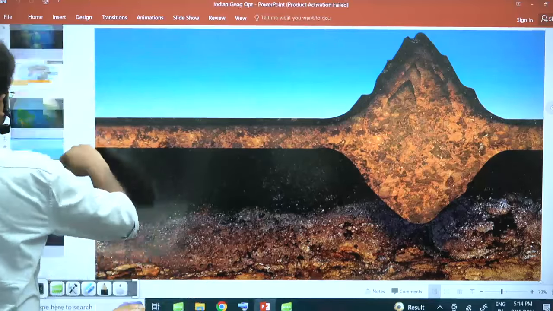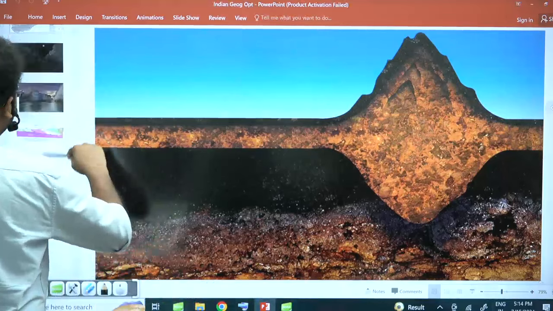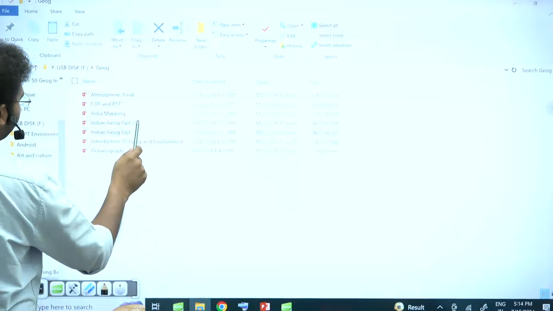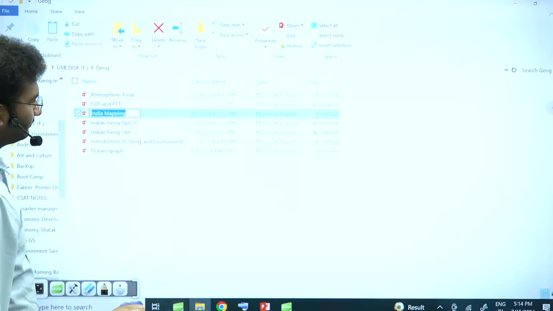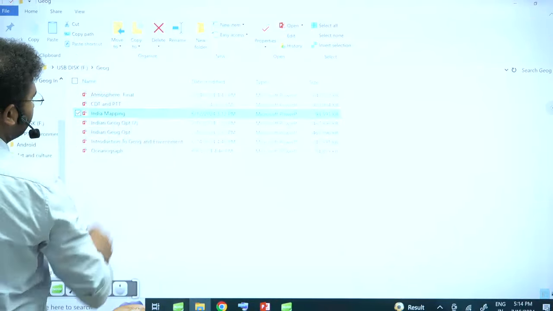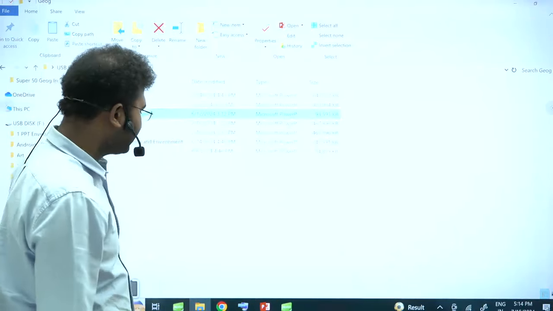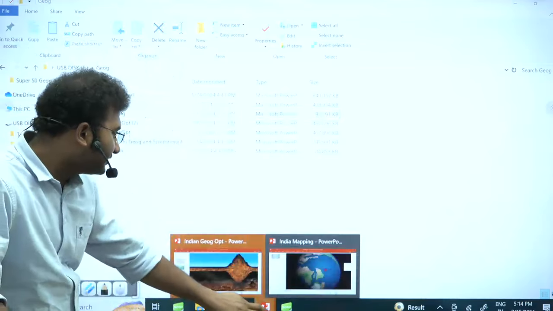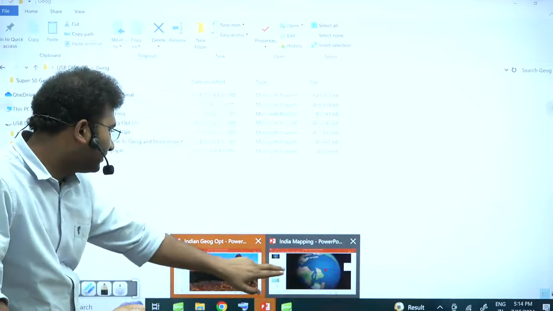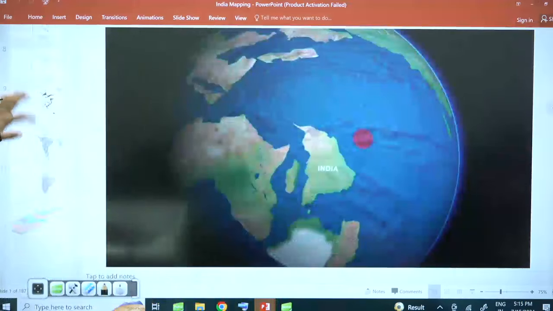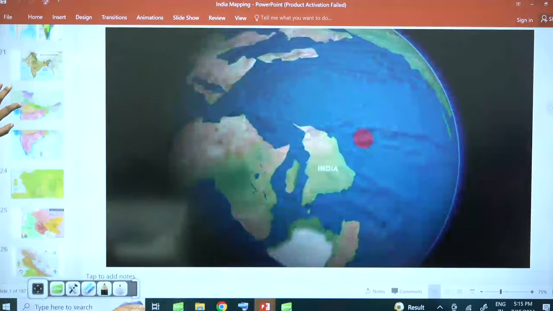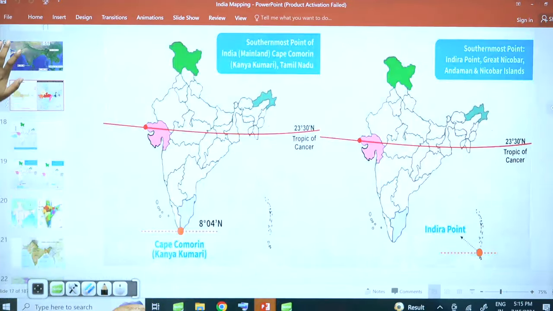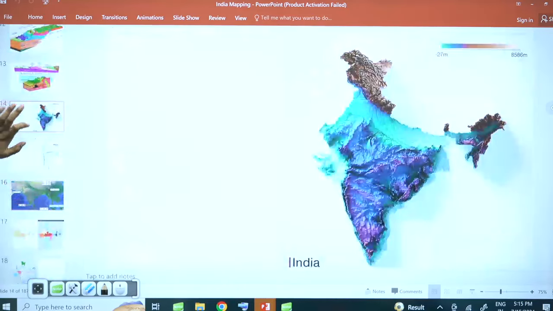First topic that we shall be discussing is physiography. Some basic facts are there. The boundaries of India, how many countries India has boundary with. So first thing, some basic facts that I have to tell you.